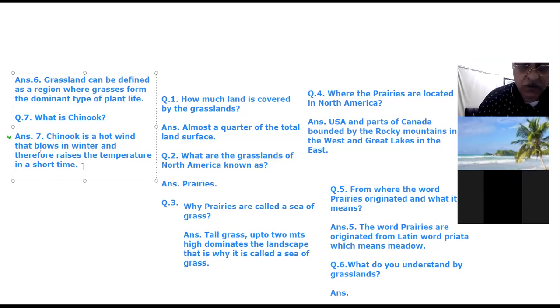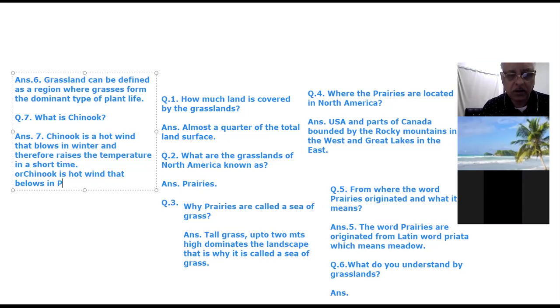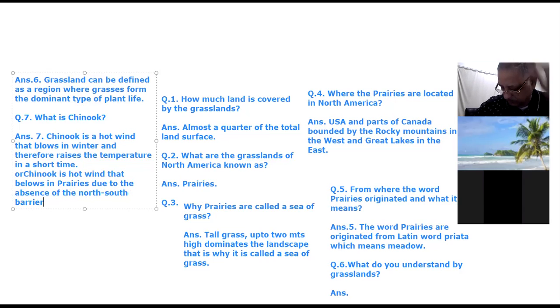Chinook is a hot wind. What is the spelling of Chinook? Due to the absence of the north-south barrier, B-A-R-R-I-E-R. Chinook is a hot wind or local wind that blows in prairies due to the absence of the north-south barrier. You can write like this also.